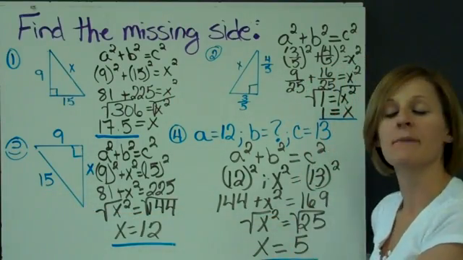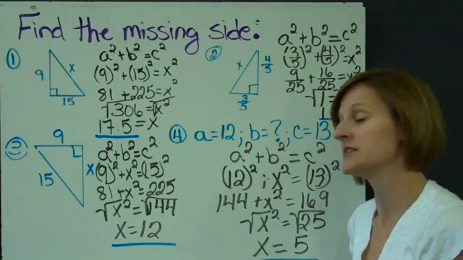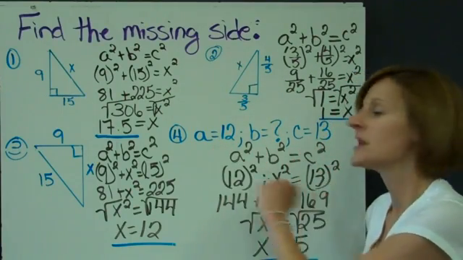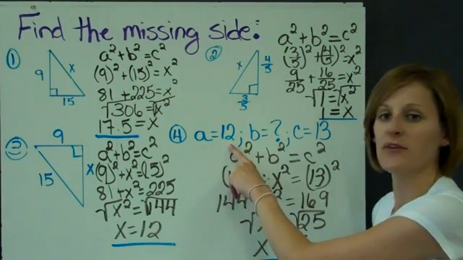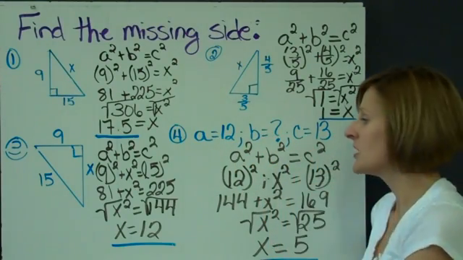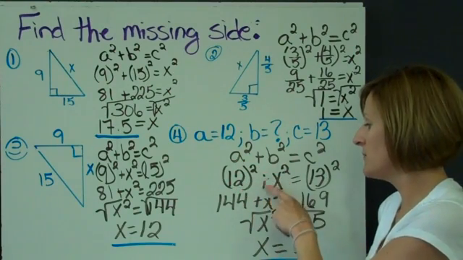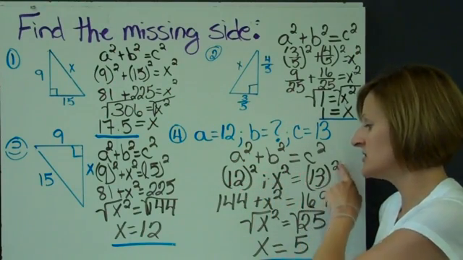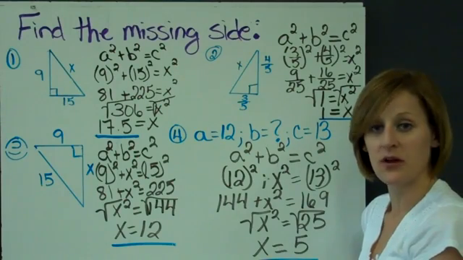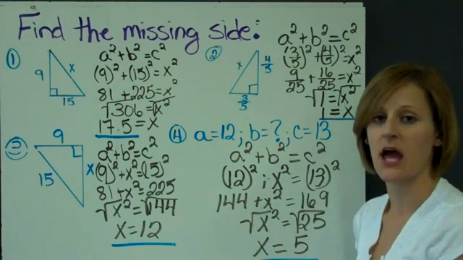Now this last example, they don't actually draw the triangle itself, but they give you the measurements. They say a is going to be 12, b you don't know, and c is going to be 13. So I use my Pythagorean theorem. I do 12 squared plus x squared equals 13 squared. 12 squared is 144, plus x squared equals 169.